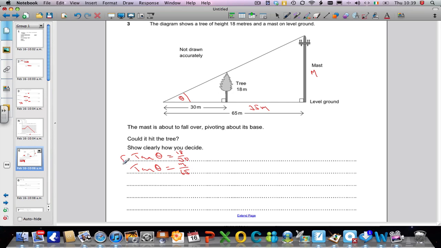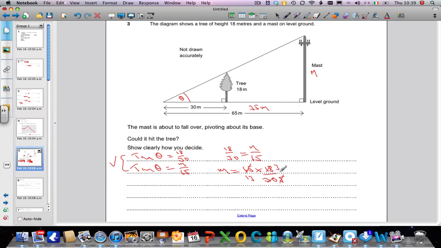Now, these two ratios are exactly the same, so that means that I can equate both of these. So I can say 18 over 30 should be equal to M over 65. And then solving for M, we'll just do this in two stages. M should be equal to 65 times 18 over 30. And cancelling this down, 6 goes into this 3 times, 6 goes into this 5 times, 5 cancels with this, and we get 13.